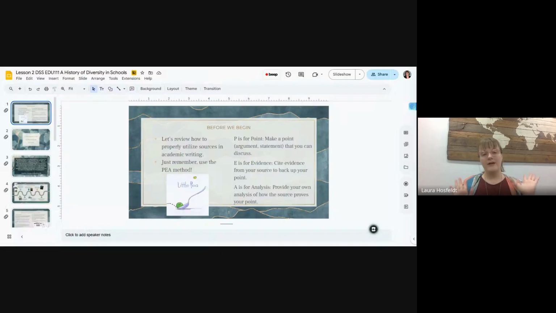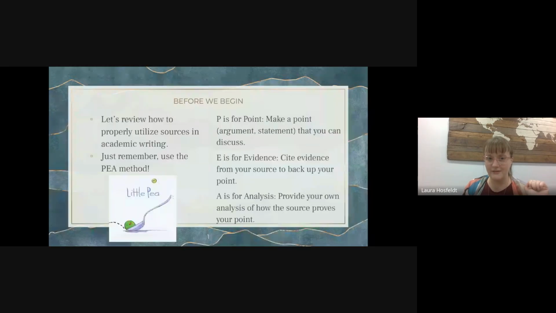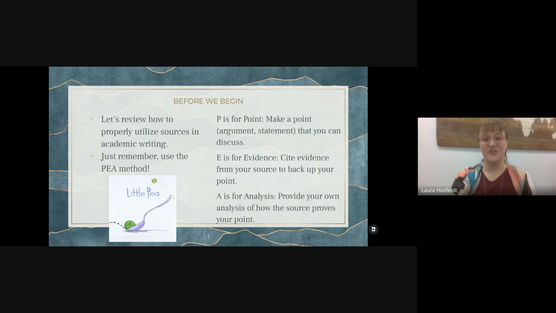Alrighty, so without further ado, let's take a look at our first lesson, which is looking at a history of diversity in schools. I had this on here just from where I previously taught this class as a dual credit class. If you're ever trying to figure out how to cite research, by the way, this is my favorite method for doing it, which is point, evidence, analysis, an acronym of PEA, like this little book that my son loved called Little P. P stands for point, which is make the point that you want to discuss. E stands for evidence, cite some evidence to back up your point. A stands for analysis, give your analysis of whatever information it is that you're citing.